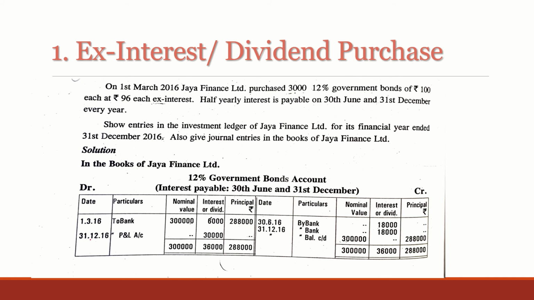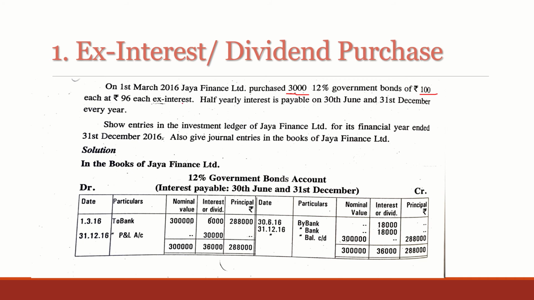Okay, so we'll start with the question again. Remember that the interest is payable on 30th June as well as on 31st December. On 1st March 2016, Jaya Finance Limited purchased 3,000 12% government bonds of rupees 100 each at 96 each ex interest. So first we'll record the purchase. 1/3/2016 to bank. What is the nominal value? 3,000 into 100 becomes the nominal value.